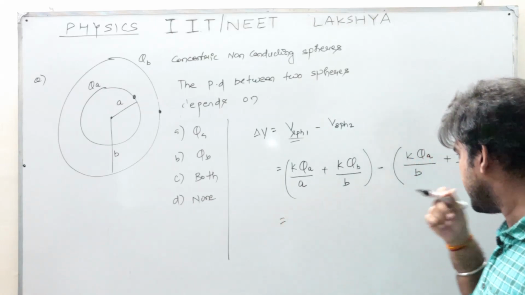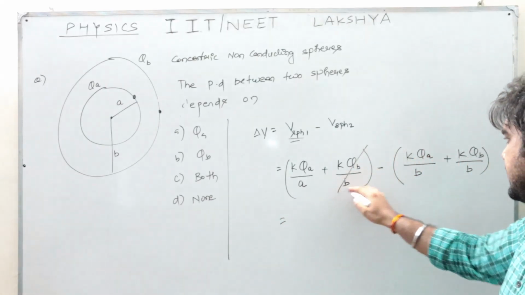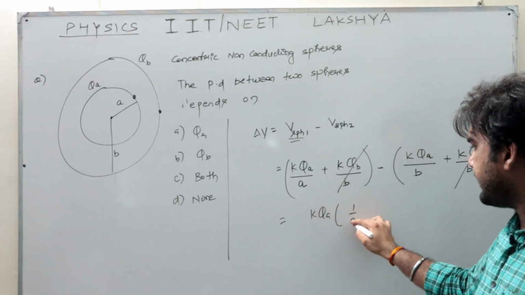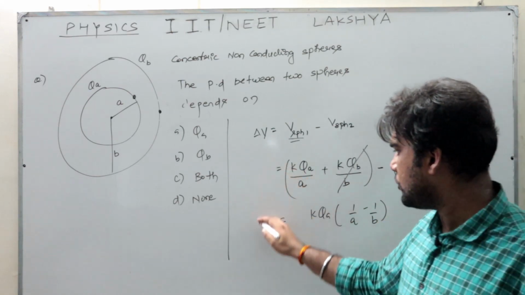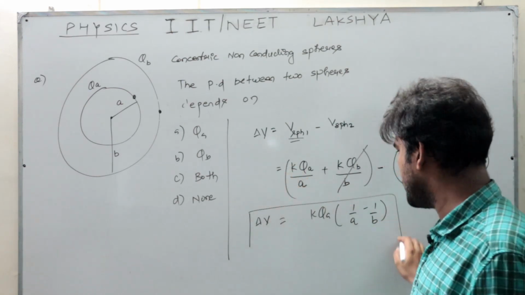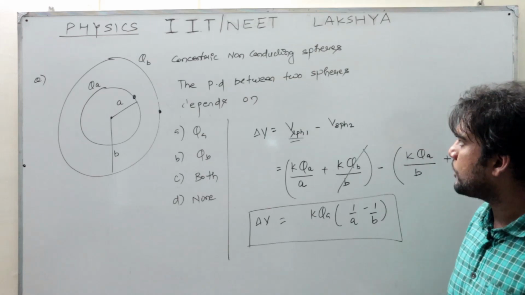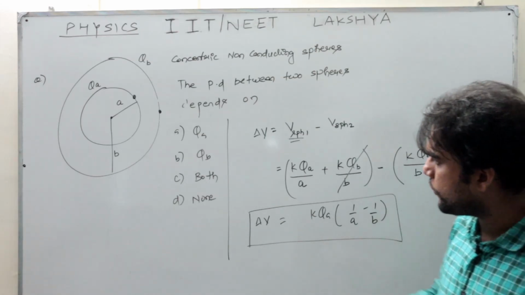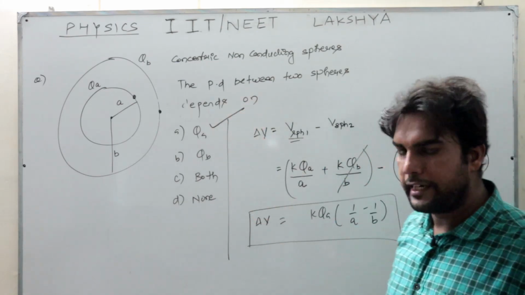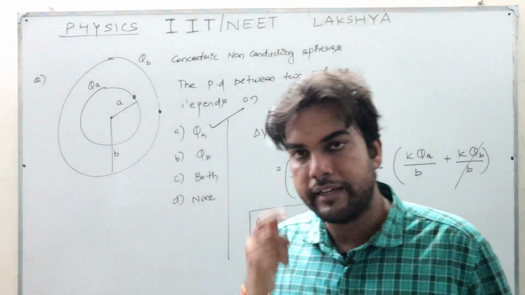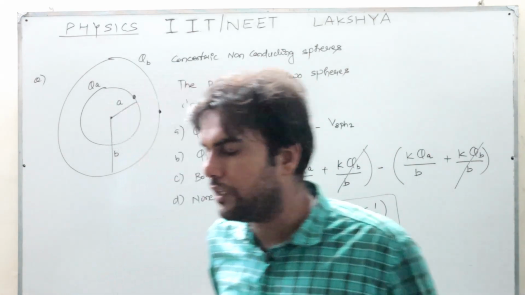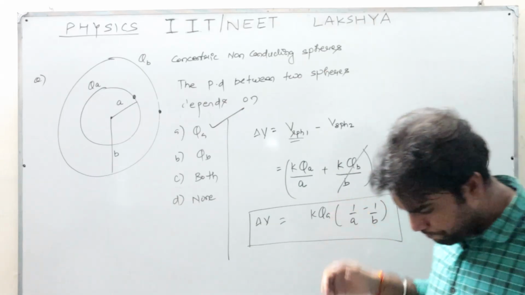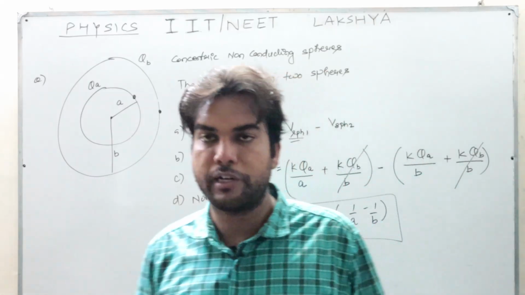When we take the difference, obviously this and this get cancelled, and what we get is k QA common, 1 by a minus 1 by b. This is your delta V, the potential difference between the two spheres. Now you can see this potential difference depends on what? QA, QB or both. Obviously it depends only on QA. It depends only on the charge of the inner sphere and is independent of the charge of the outside sphere.